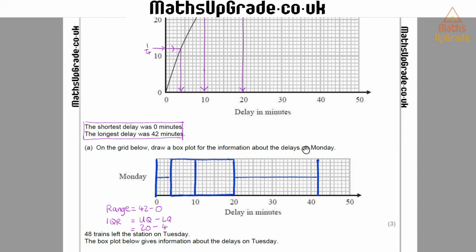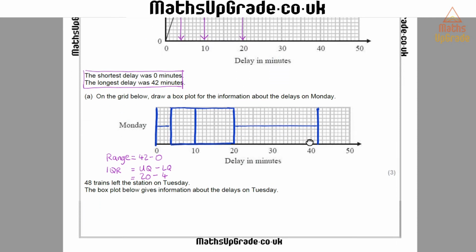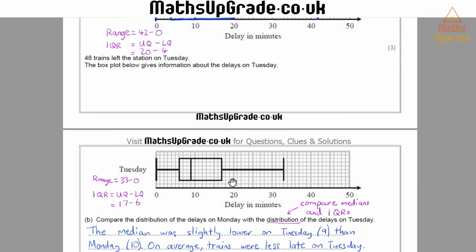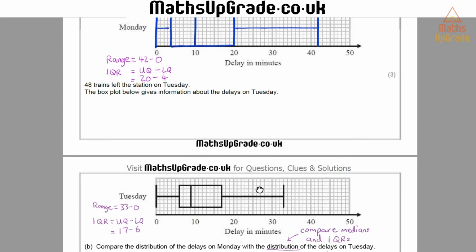Now the second part of the question gives us some information about delays on a different day. This is on Tuesday now. So here's the box plot for Tuesday. We need to compare the distribution of the delays on Monday with the distribution of delays on Tuesday. So what we're going to talk about here is the median and the interquartile range. The median gives us a direct comparison of sort of the middle train, and the interquartile range tells us overall how consistent were the times. In other words, the reliability of the trains.